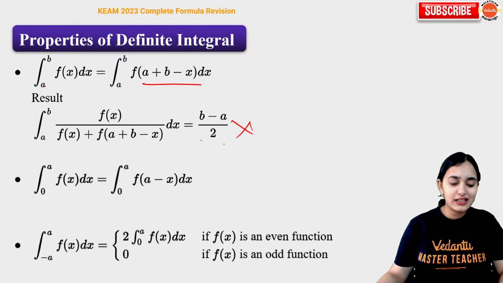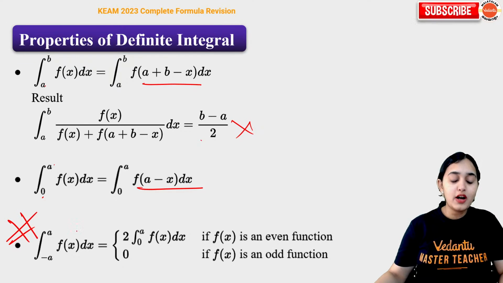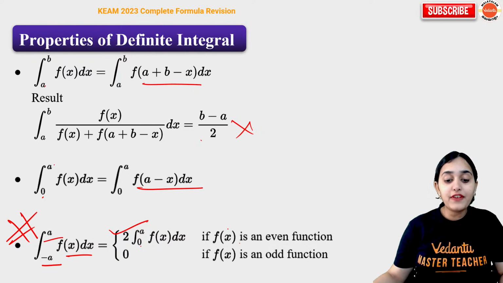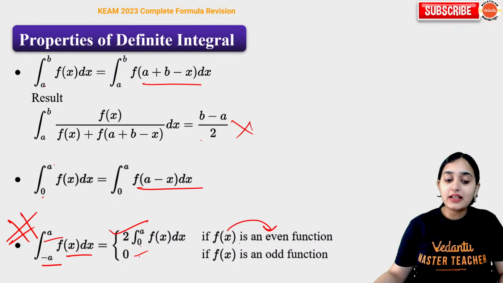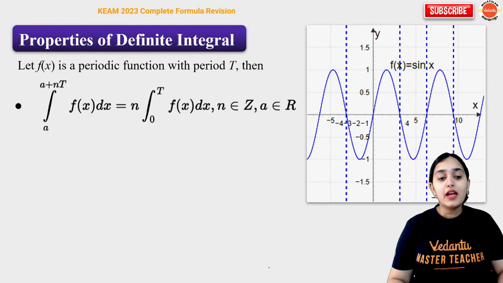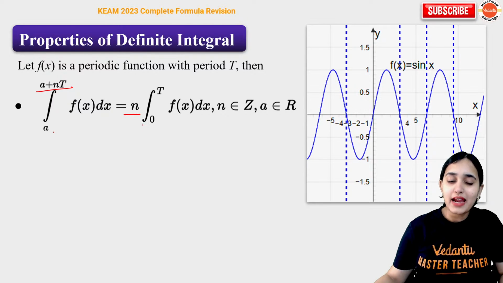This formula is not that important. Leave it. Integral 0 to a of f(x) dx is the same as integral 0 to a of f(a minus x) dx. This formula is very, very important. Integral minus a to a of f(x) dx is 2 times integral 0 to a of f(x) dx if f(x) is even, and it is 0 if f(x) is odd.